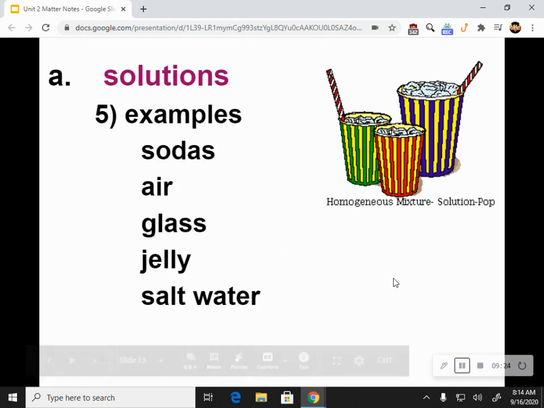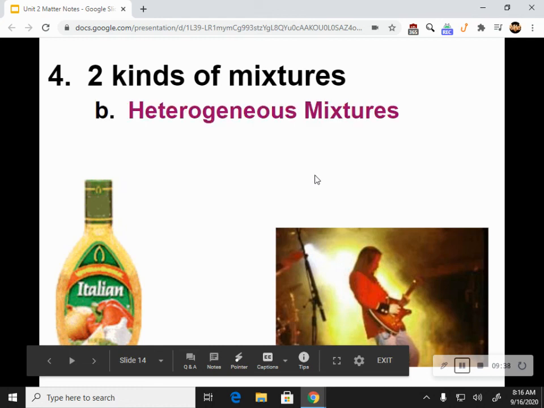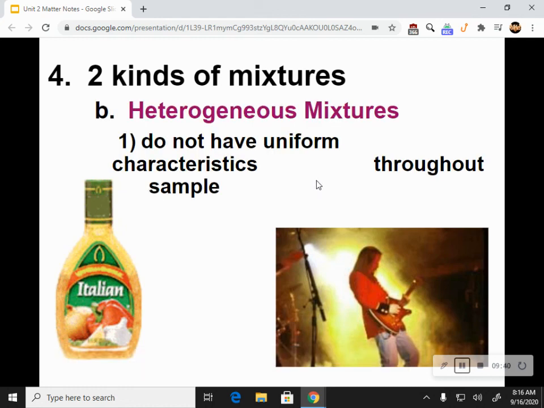So jelly, salt water, air, sodas, or glass. So if we know the solution slash homogeneous mixture is homogeneous, meaning same throughout, heterogeneous means different throughout. So there's not uniform. So Italian dressing, for instance. In a song, you can take out the different parts of a song, but it's still a mixture of sound.